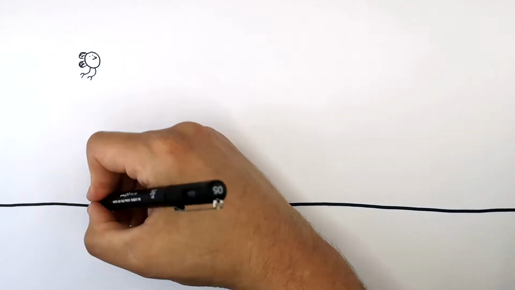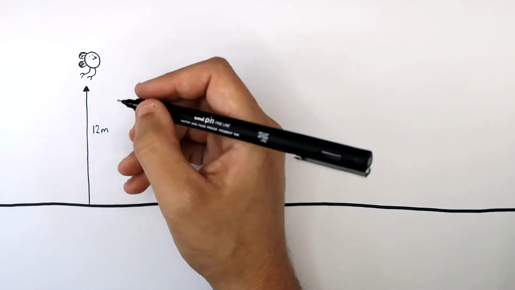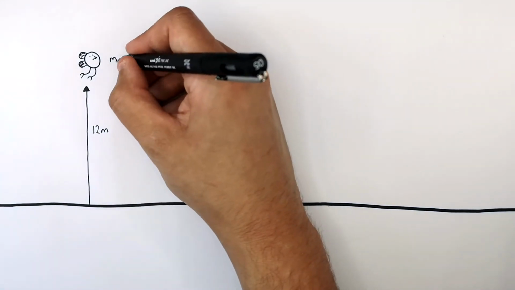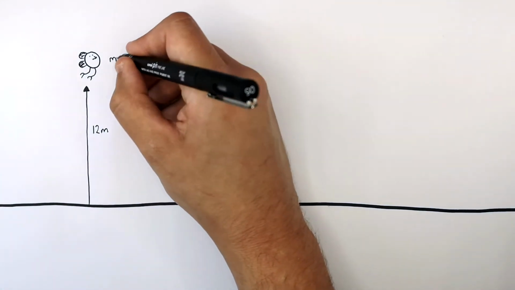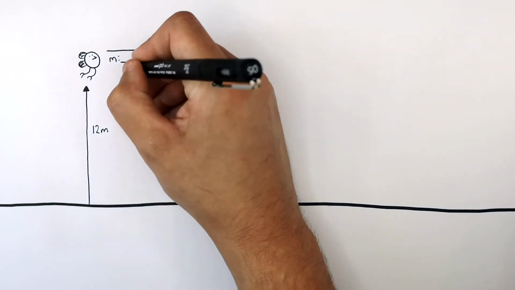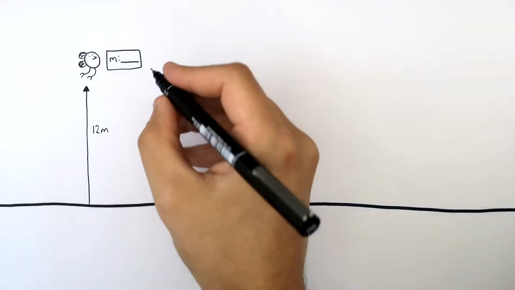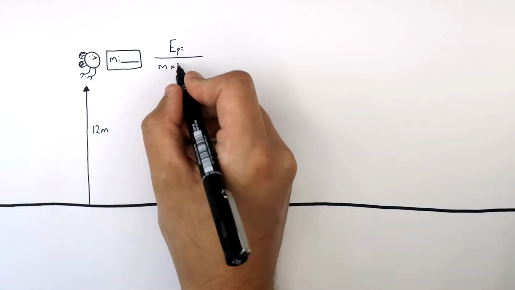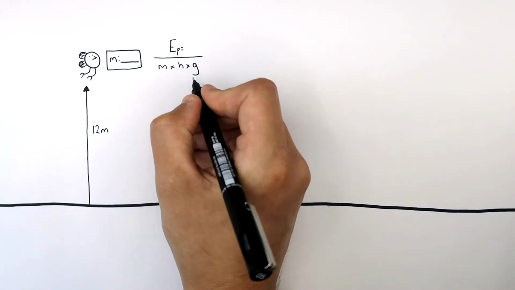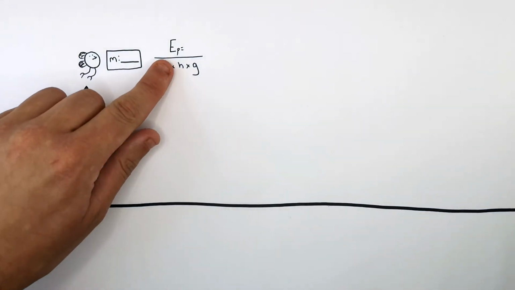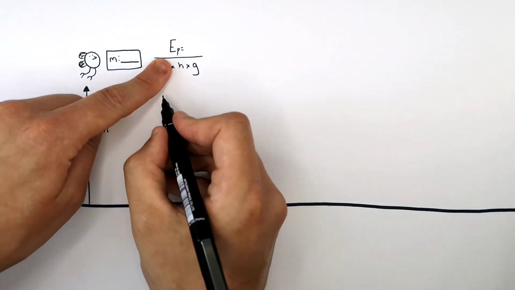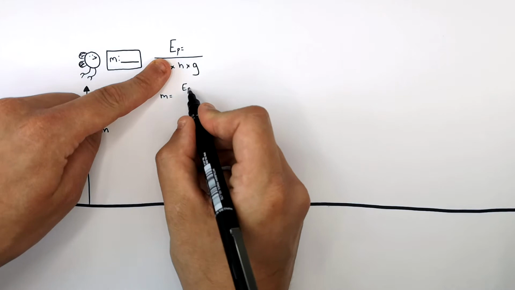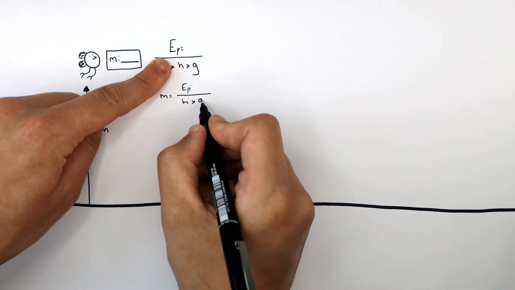This bird is 12 meters above ground level. It's got 200 joules stored in its gravitational potential energy store. We want to work out the bird's mass. So recall the equation, E equals mass times height times gravitational field strength. And now we want to rearrange for mass. So you cover M. So M equals E divided by H times G.